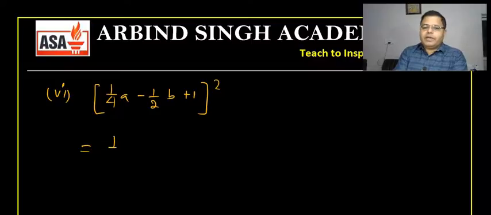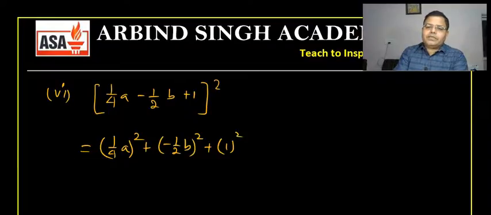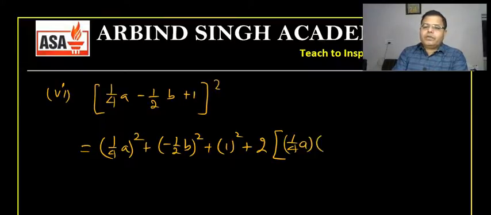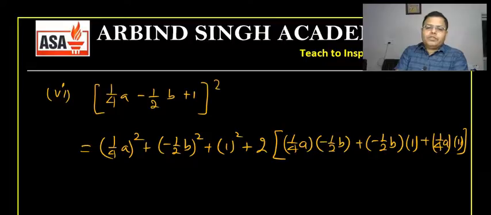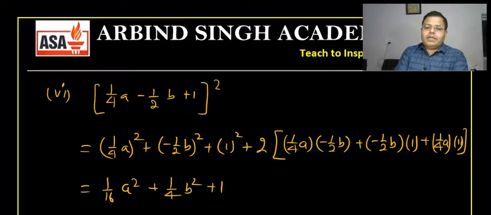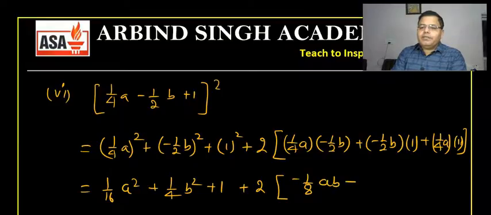Again, using the same formula, a square, right now, plus 1 by 2b, b square plus c square plus 2 times of 1 by 4a into minus 1 by 2b, ab plus bc. Bc is minus 1 by 2b into 1 and plus ca. That is 1 by 4a into 1. Okay. So we will write 1 by 4 is 1 by 16a square plus 1 by 4b square plus 1 plus 2 times of minus 1 by 8ab minus 1 by 2b plus 1 by 4a.